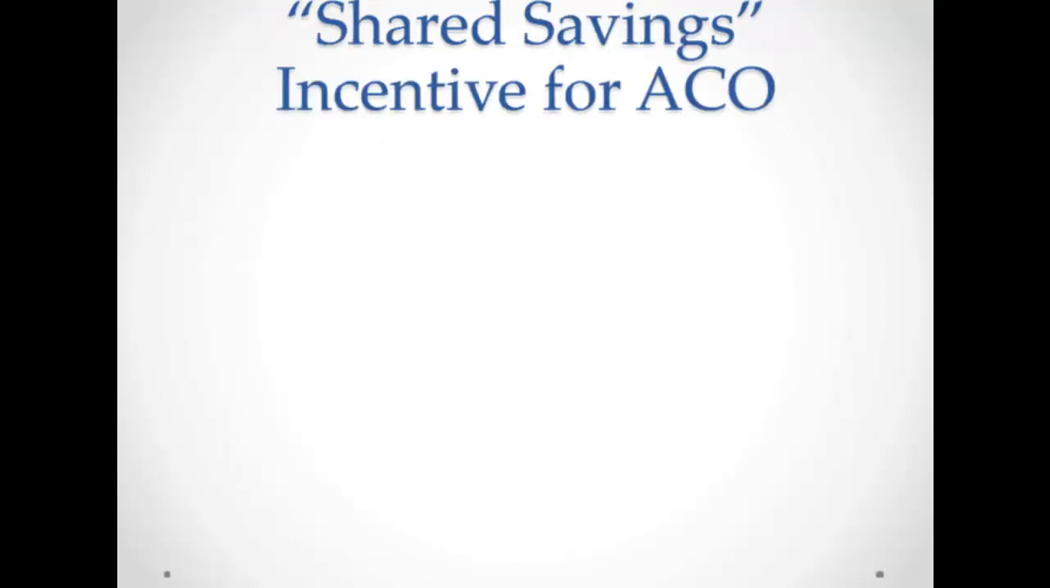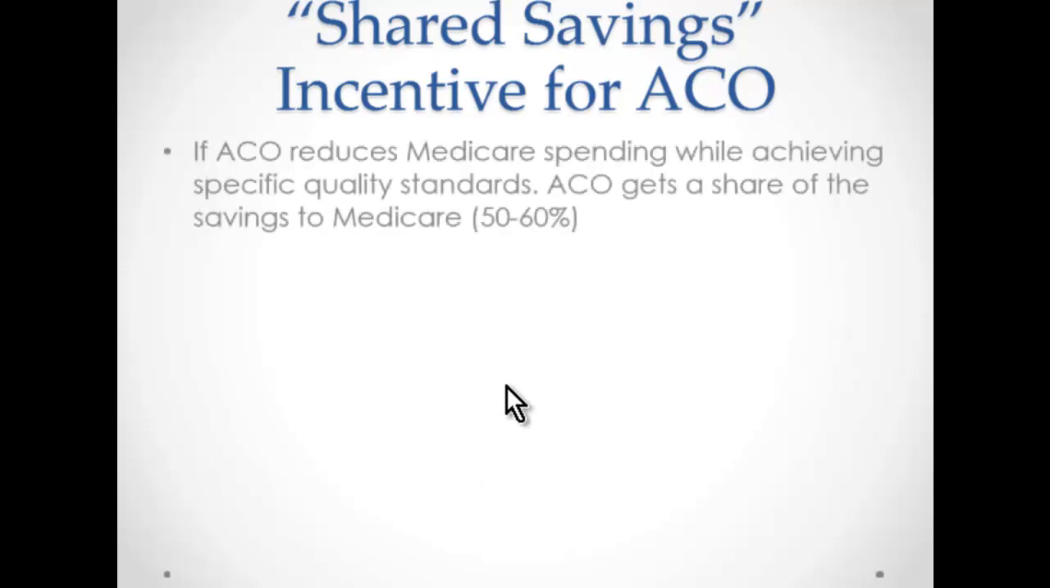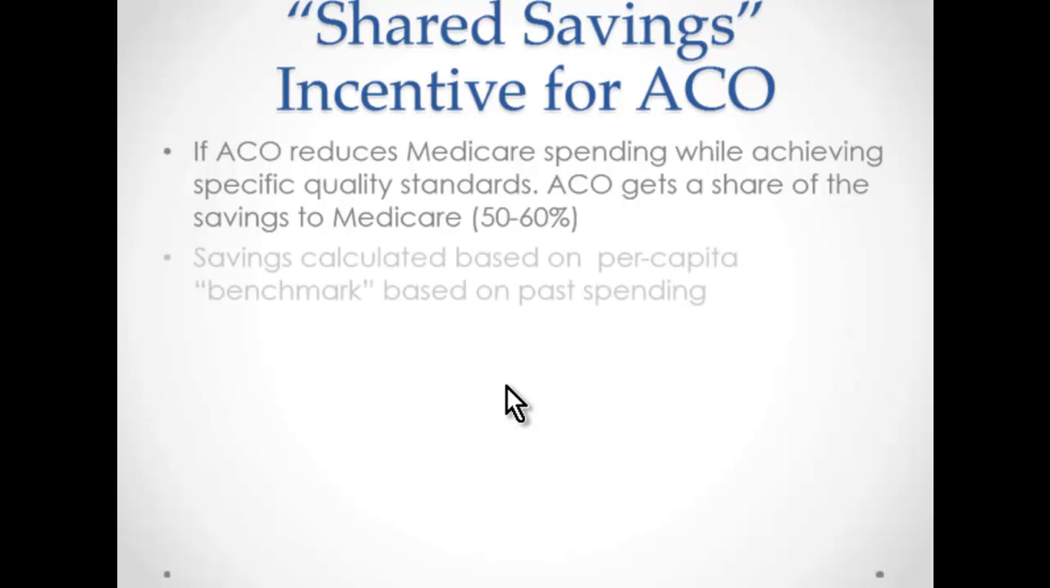As the name of the program indicates, there is a shared savings incentive for reducing costs. If an ACO reduces Medicare spending while also achieving specific quality standards, the ACO will get a share of the savings that it brought to Medicare, usually 50 to 60% of these savings. And the savings are calculated based on a per capita benchmark that is generated using past spending trends.